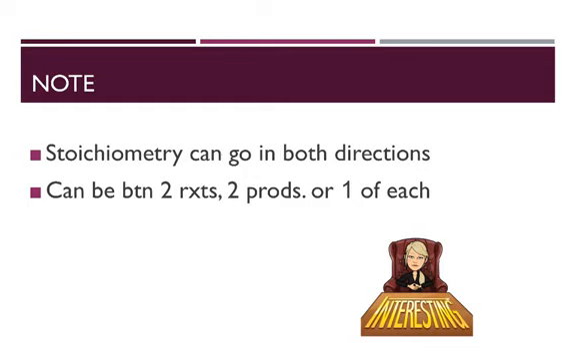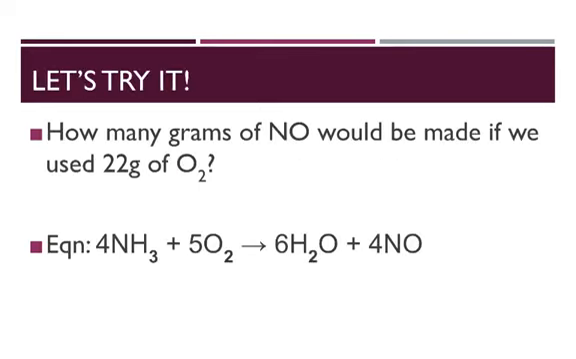I could also give you 2 reactants and say, okay, if I only had 15 grams of reactant A, how much of reactant B would I need to use? Or vice versa, I could say, okay, I want to make 17 grams of product A. How much product B would I inadvertently make at the same time? So any combination, any 2 ingredients on a balanced equation, I can do that same 3-step stoichiometric problem. Let's try it.